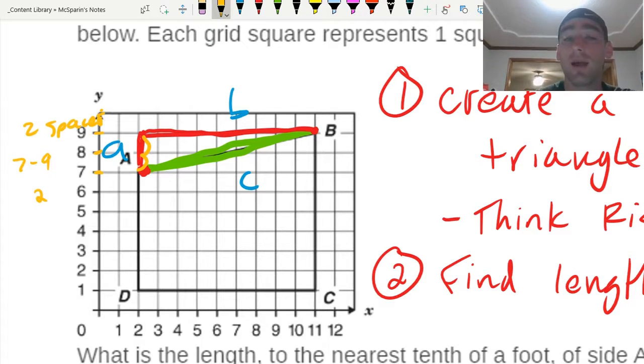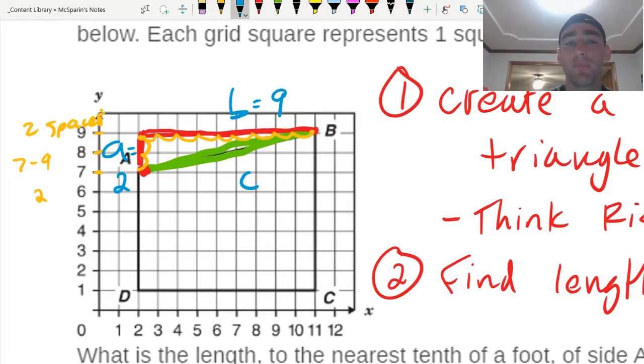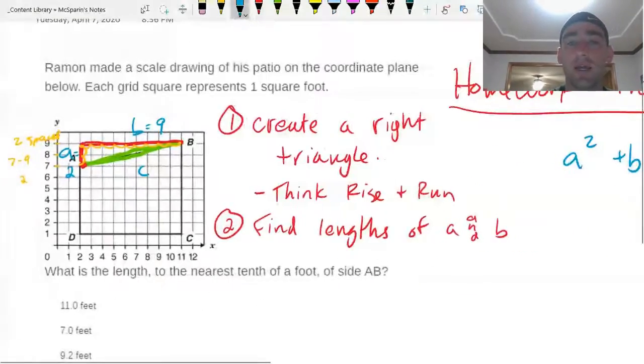So making sure that each of my spaces is one unit is important, because sometimes they'll try and throw you off. They'll have their spaces be worth 2, they'll have them be worth a half or something crazy like that. So just make sure each space is actually worth 1. So that means that A is going to be 2. Now I'm going to count here: 1, 2, 3, 4, 5, 6, 7, 8, 9. So B equals 9.